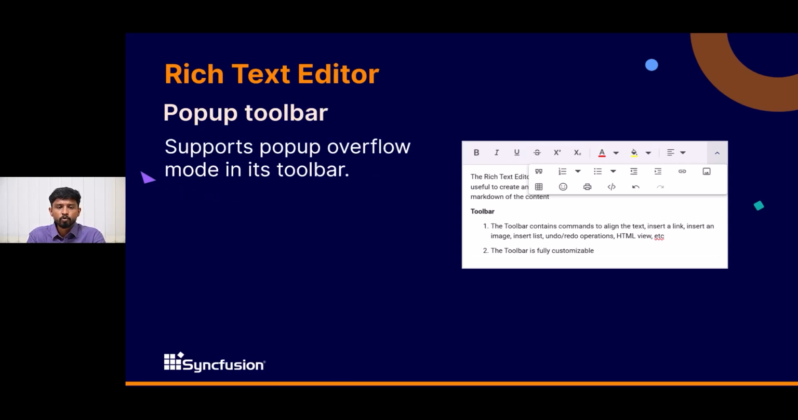Then we have pop-up toolbar. So with respect to the pop-up toolbar, the rich text editor supports pop-up overflow mode in its toolbar. As you can see on the screen, when there's not enough space to display all toolbar items, the overflowing items automatically move to a pop-up container.